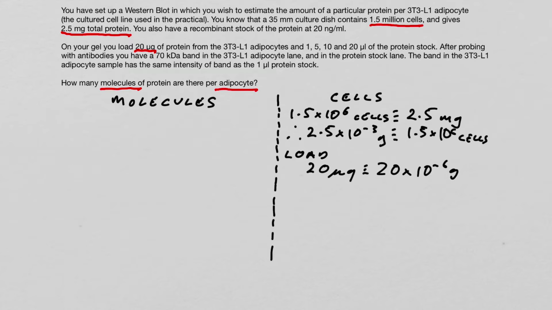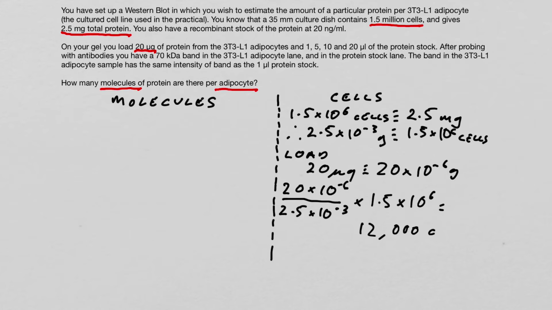So if this protein came from the cells, we're dealing with a fraction of a plate. So if we take the 20 micrograms and divide it by the number of milligrams that a whole plate would give, and multiply that by 1.5 times 10 to the 6, the 1.5 million cells, we find that we get an answer of 12,000 cells.